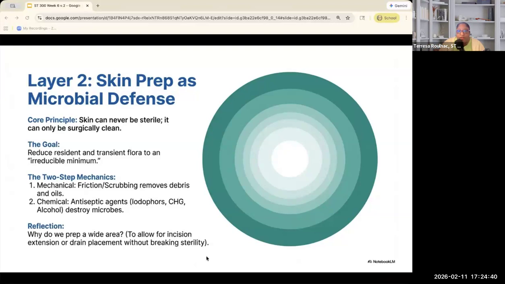Okay. Now, scrubbing isn't just busy work. We're actually trying to use friction to remove dirt, oils, microorganisms from the actual skin. Okay. Why do you think we prep a wide area, much larger than the planned incision? Because I have seen concepts like this on as well. The incision's this big. But our prep is going to go way beyond.